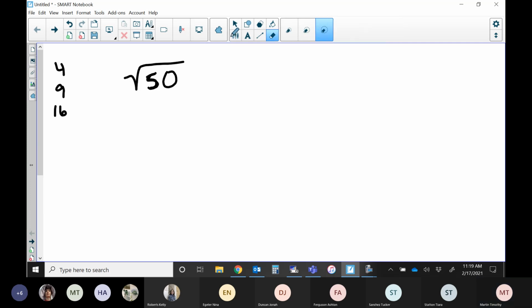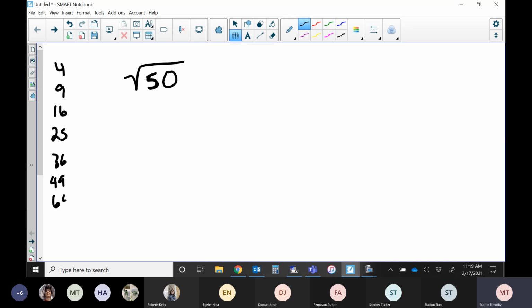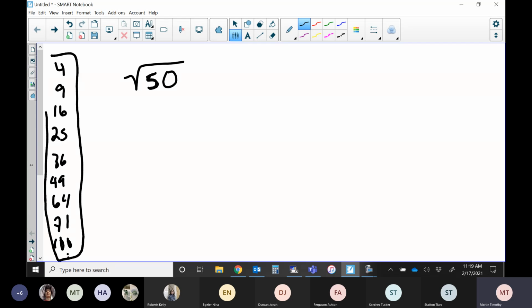The way that they teach in Algebra 1 is they say, if I was going to do something called rationalizing the square root or simplifying it, look at 50, and then they make a list. It goes 4, 9, 16, 25, and this list would keep going. These are all the numbers that have what we call a perfect square.